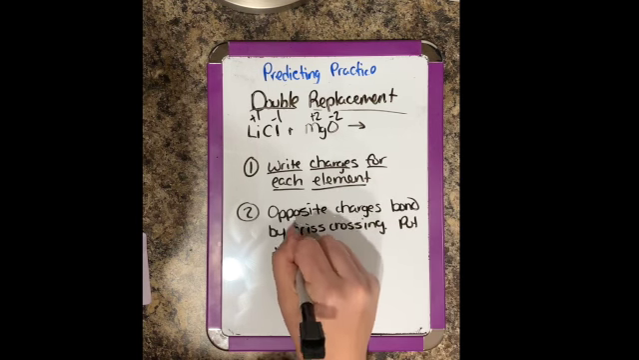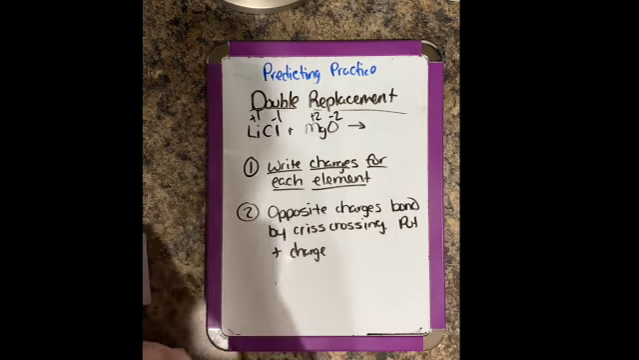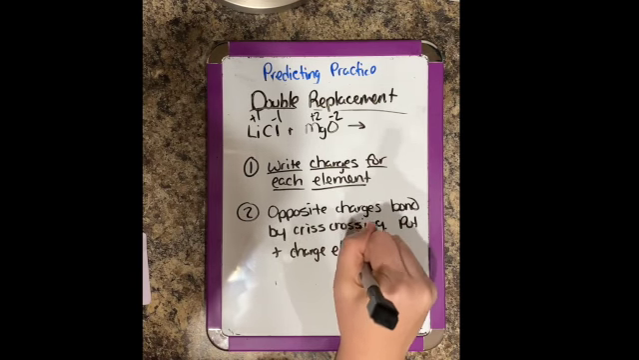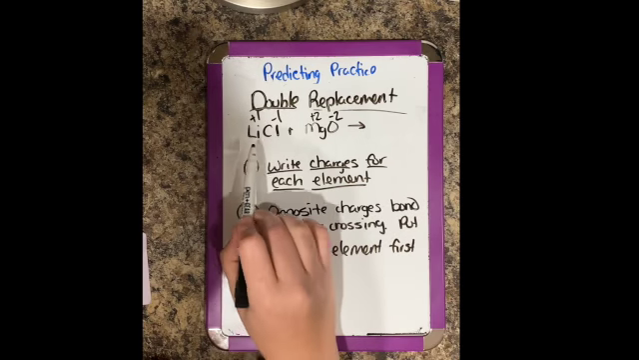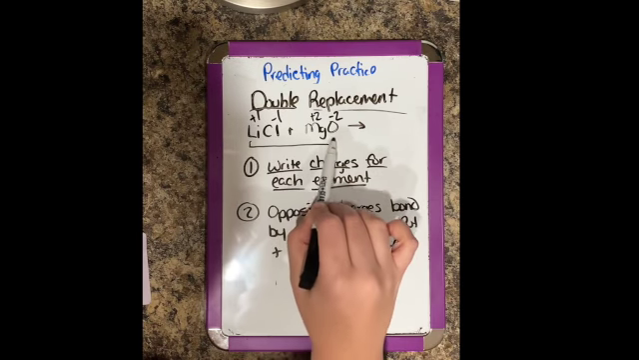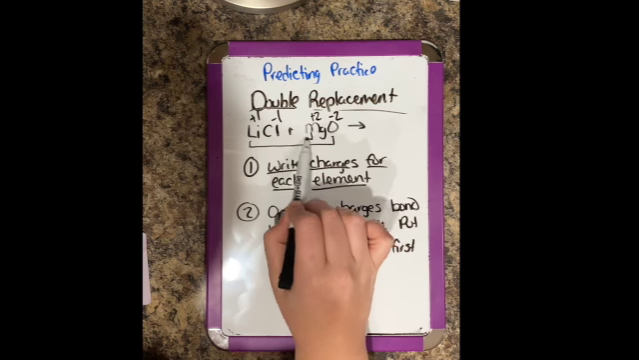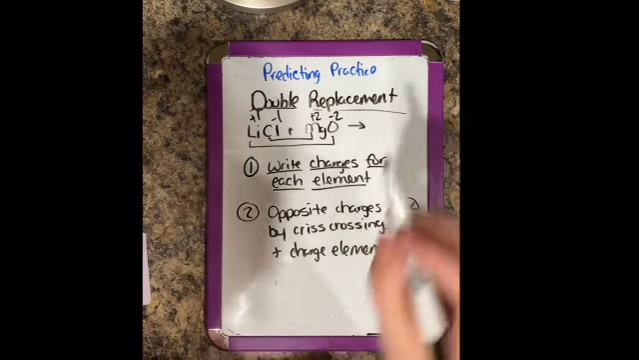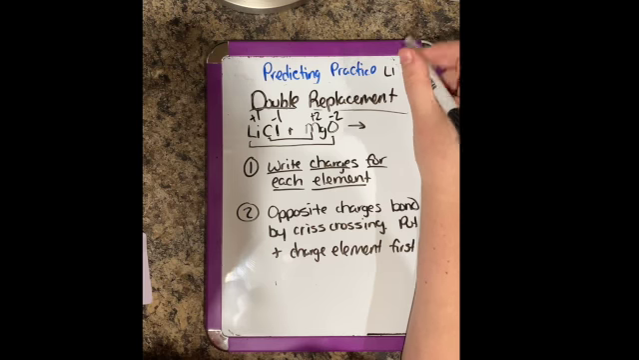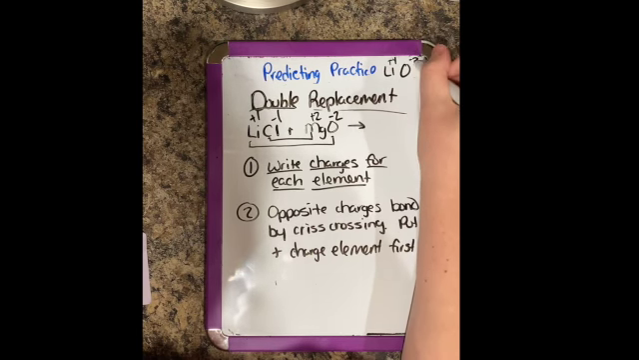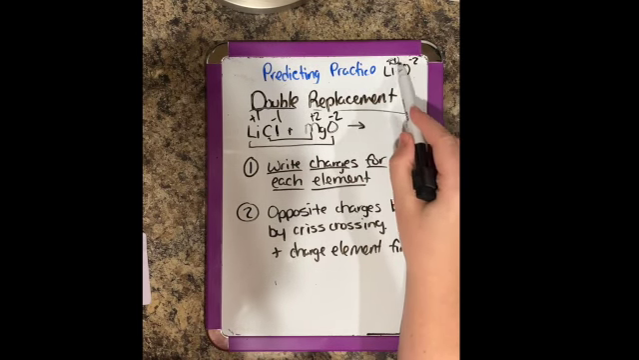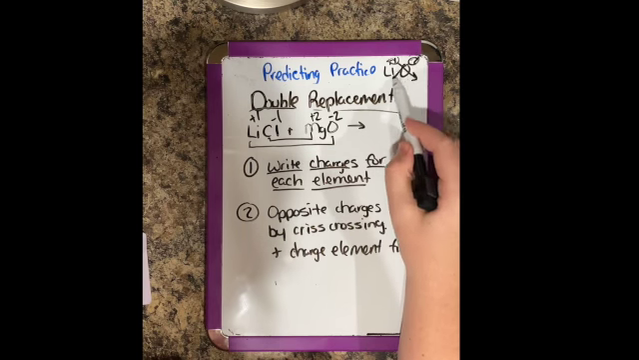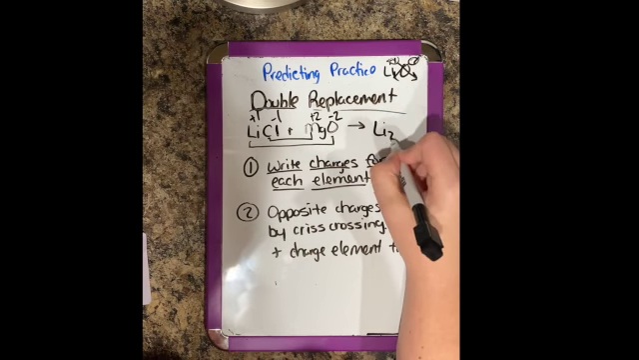Put positive charge element first. Okay, so since this is positive, it's going to bond with the negative. So we have Li and we have O. Li is +1, O is -2. Make sure your positive 1 is written first. So you crisscross, that 1 goes here, that 2 goes there, so it'll be Li2O.